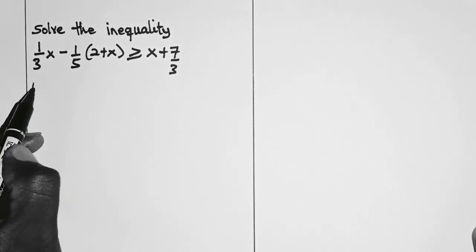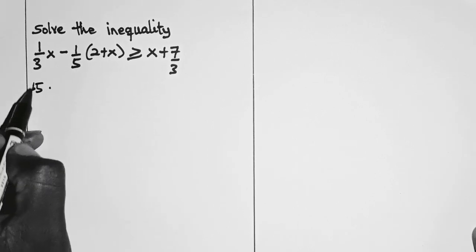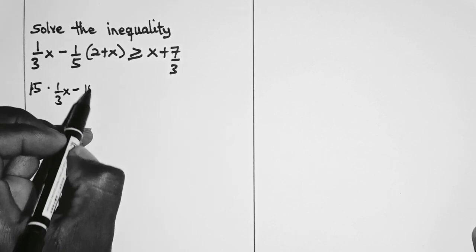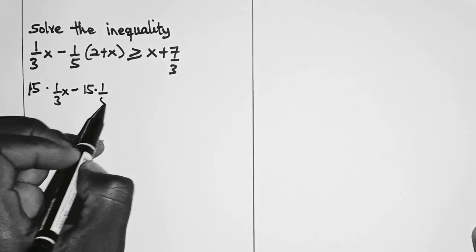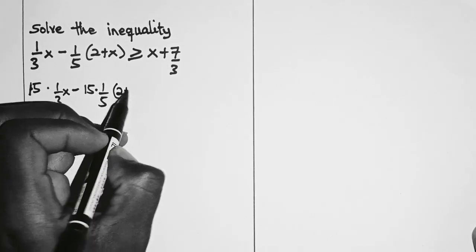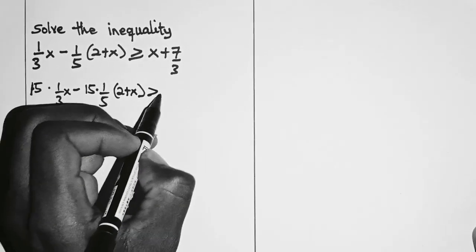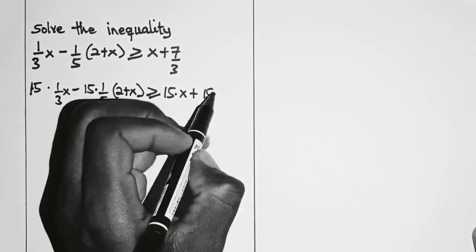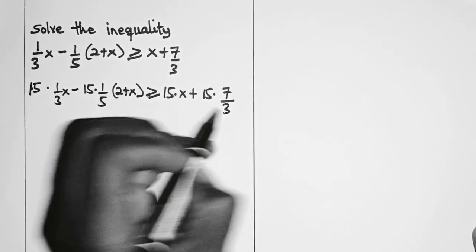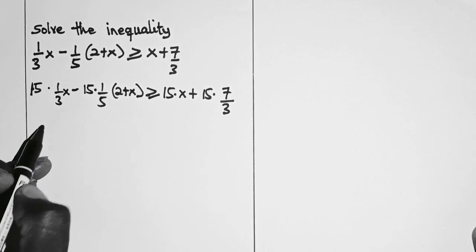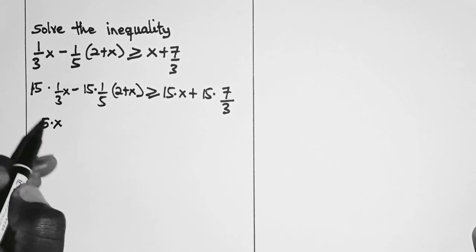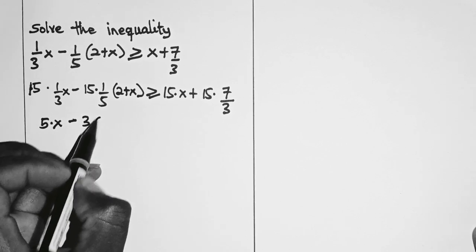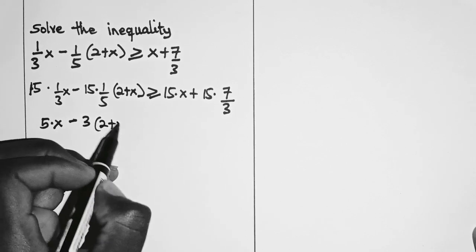So this becomes 15 times 1 over 3x, then minus 15 times 1 over 5, then times 2 plus x. And this is greater than or equal to 15 times x plus 15 times 7 over 3. So 15 divided by 3 is 5. So we get 5 times x. Then minus 15 divided by 5 is 3. So 3 times into bracket 2 plus x.